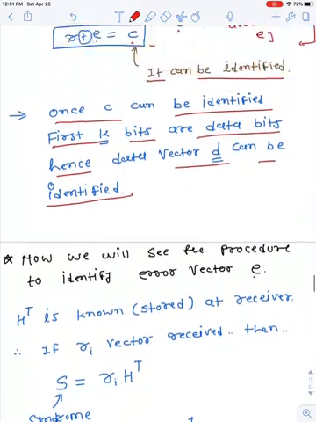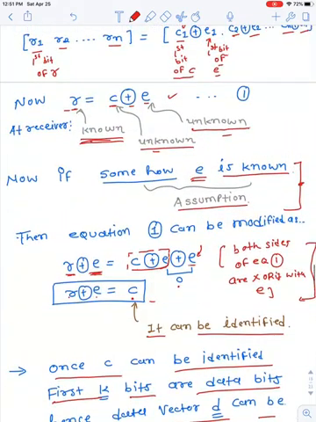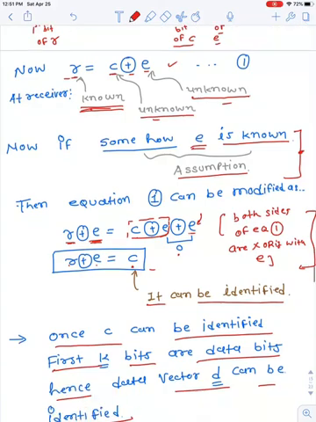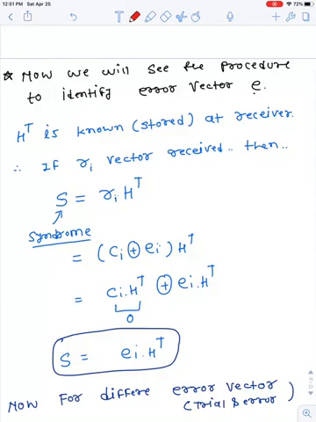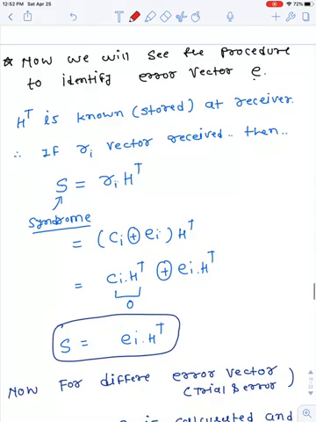So the first interesting part here is, if you want to get the code vector C back from the receive vector R, we first need to identify the error vector E. Once the error vector E is identified fully, the XOR operation is performed between the receive vector R and the error vector E, and that directly gives us the code C. So it looks like a two-step procedure. In the first step we identify E, and in the second step we XOR the receive vector R with E. Now how can we do this? We will see the procedure to identify the error vector E first.